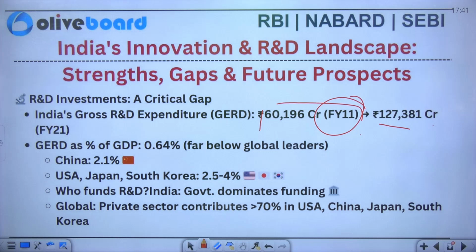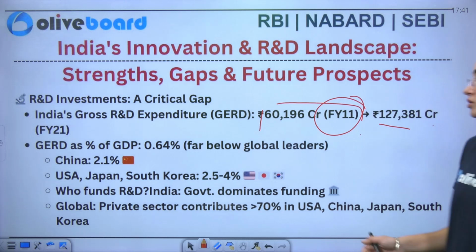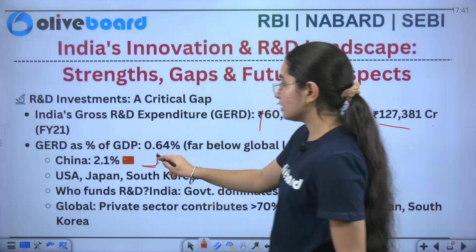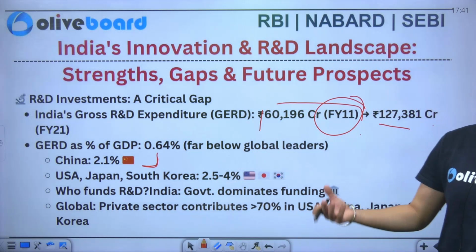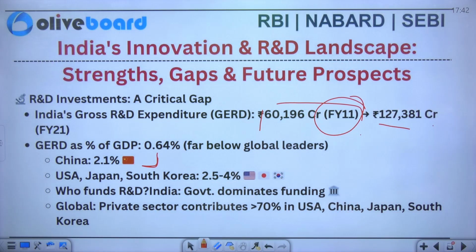Now talking about gross research and development expenditure as a percentage of GDP, that was 0.64%. Now if I talk about China, that is 2.1%, so you see the gap. There is a lot of gap here, so we need to fulfill it. Now US, Japan, South Korea are lying at 2.5% to 4%.